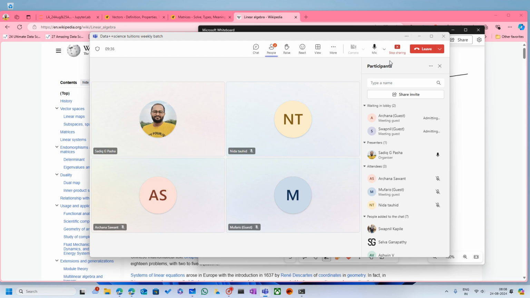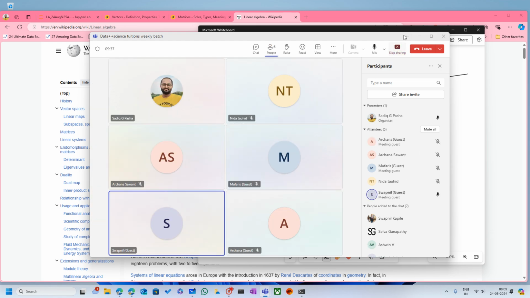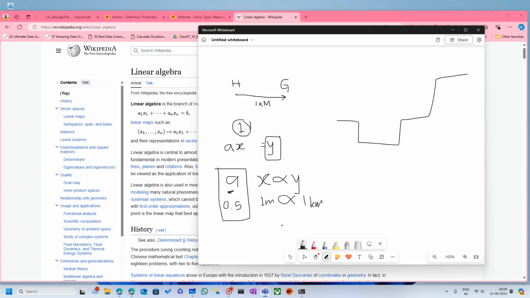In order to cover the distance of 1 kilometer, you are taking the step length, hence they are directly proportional. You have pretty much straightforward elements here, both a and x, hence they are called linear equations.